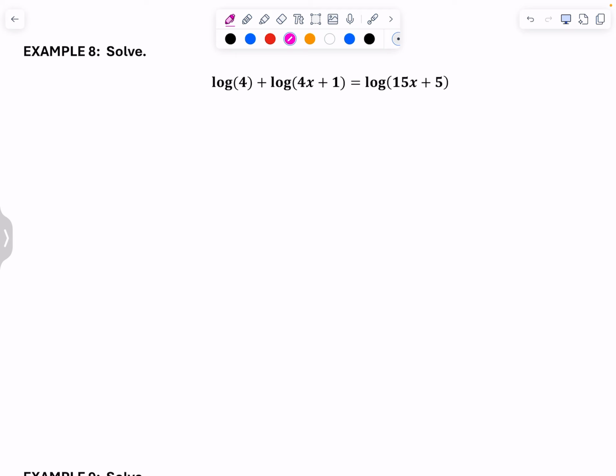Okay, this one, what's different about this problem? I do have 2 logs on the left, like last time, and then I have a log on the right. All base 10, so that's good. They've got to all be the same. What can I do with these 2? Combine them, and since I'm adding, it is going to become multiplying. Yeah, very good. So I get log base 10 of 4 times 4x plus 1, and that equals log base 10 of 15x plus 5.